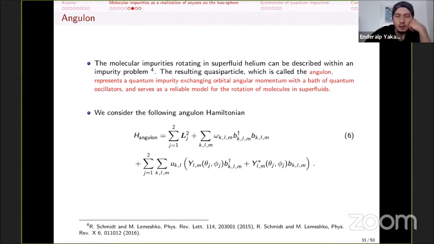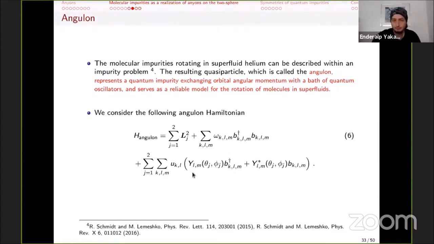And now we can write down the corresponding Hamiltonian of the angulon, given by equation six. For those who are familiar with the Fröhlich polaron, this is very similar to the Fröhlich polaron problem. The first term is just the kinetic energy of the impurities. The second term is just the dispersion relation of phonons. And the last term is just the interaction. Here omega_k is the dispersion. Here I expanded the creation and annihilation operators in the spherical basis such that it is now transparent to see this exchange of angular momentum. Y_lm is just the spherical harmonics and U_kl is just some coupling.